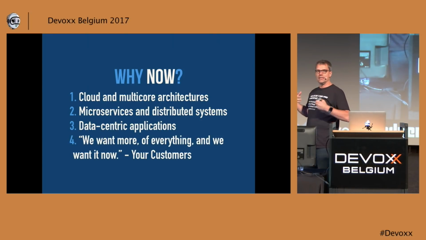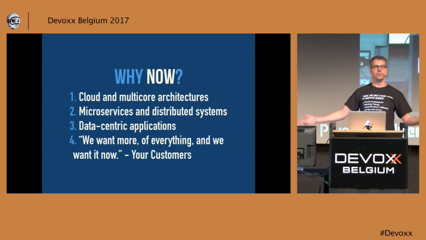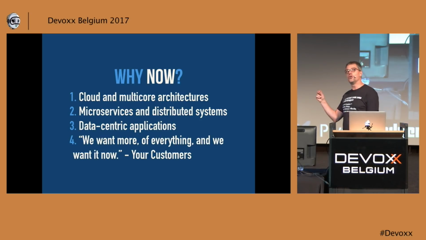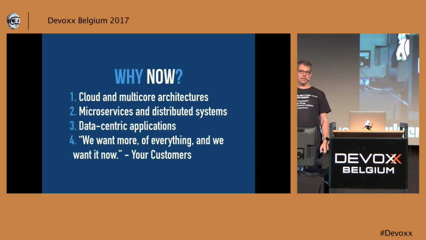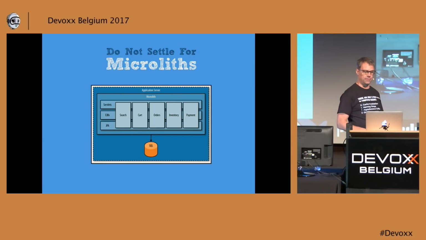And the fourth is our customers. They want more of everything, and they want it now. Lower latency and better throughput, features faster, more features, more data, etc. And they have learned to be very, very picky, and they can very easily go over to a competitor if we don't live up to their expectations.